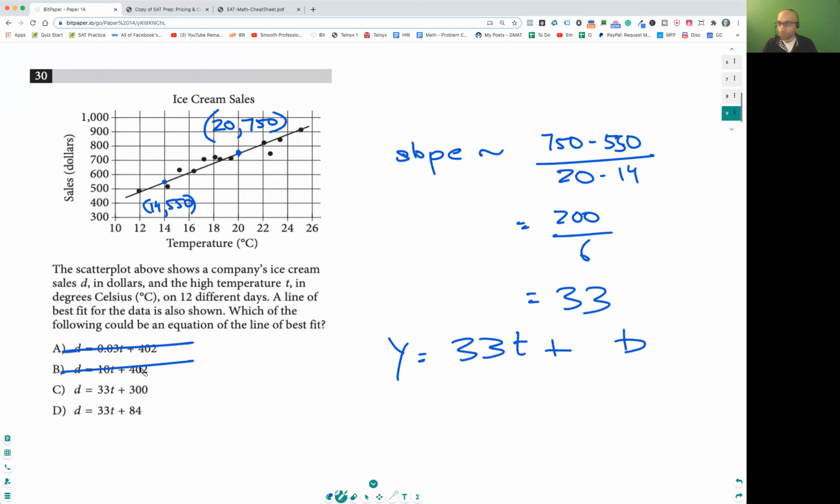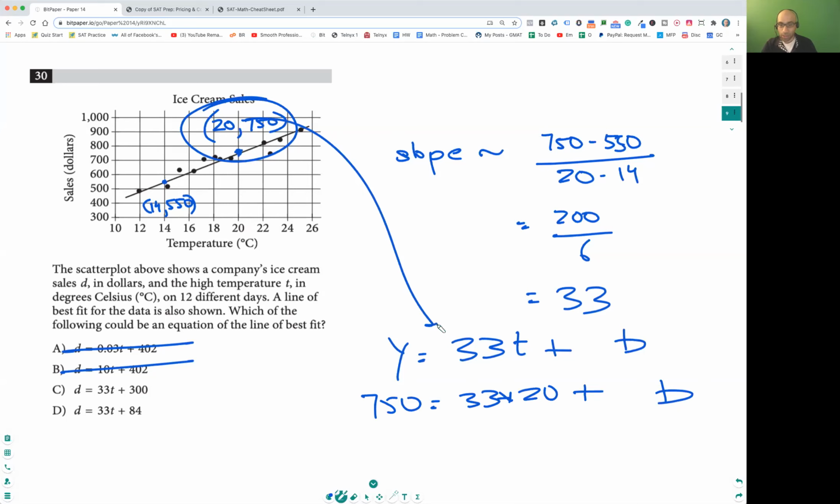So now what do you do? You pick this point already, right? Like maybe you picked 750, right? So plug in here, 750 is equal to 33 times 20, right? Again, anytime you see a point on this, you feel free to substitute it inside here, okay? And then find the value of b. So what do you get? 33 times 20, I'm just using my calculator, even though I think it's a good idea to use a calculator. 750 equals that plus b, and so b is equal to 750 minus 660, which is 90, right?